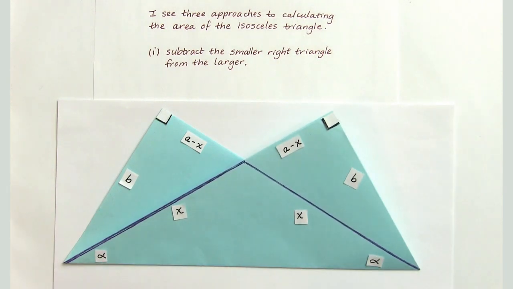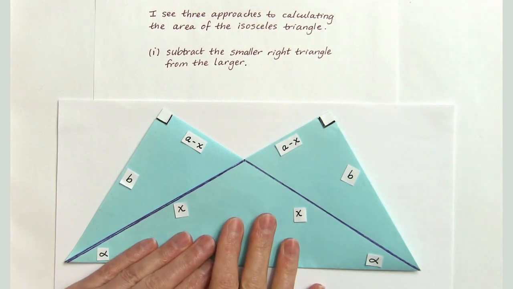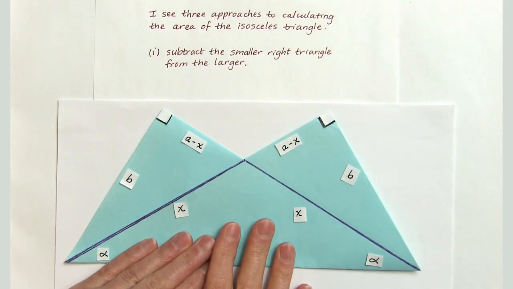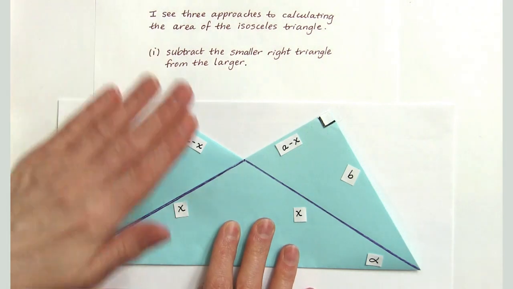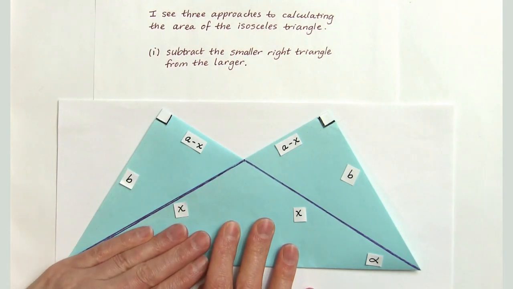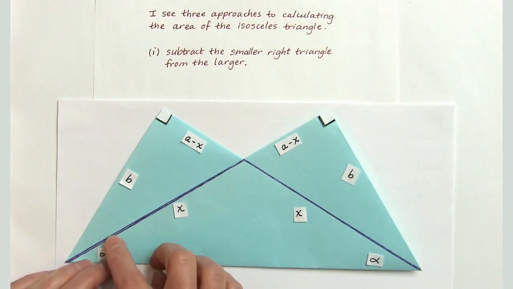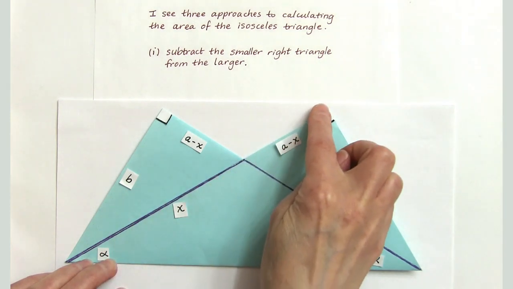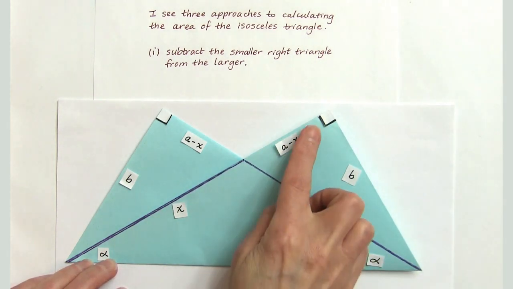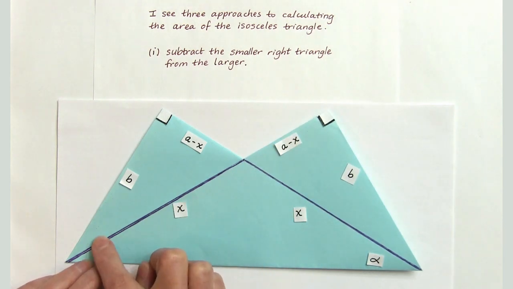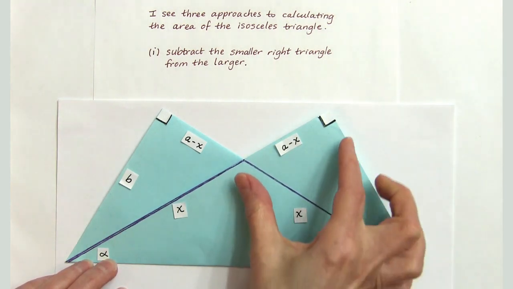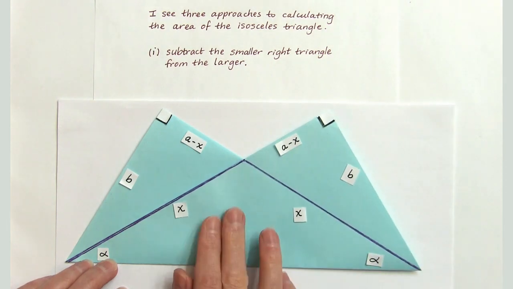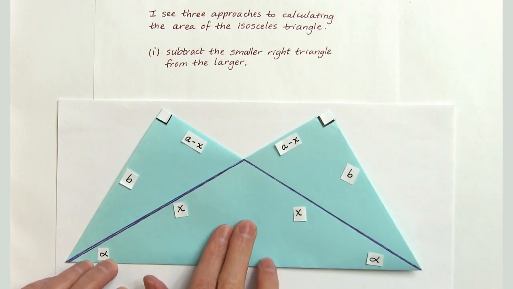Now, the next thing that I want to do is consider each of my options for calculating the area of this isosceles triangle. Because if I consider each option, then I can choose the best one. Now I see three approaches to calculating the area of this isosceles triangle. The first thing that jumps to mind is that I can look at this big right triangle here, which has legs length A and B, and I could subtract the smaller right triangle here, and that would give me what would remain, the triangle I seek.